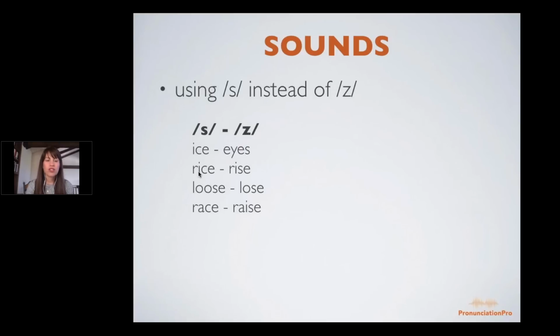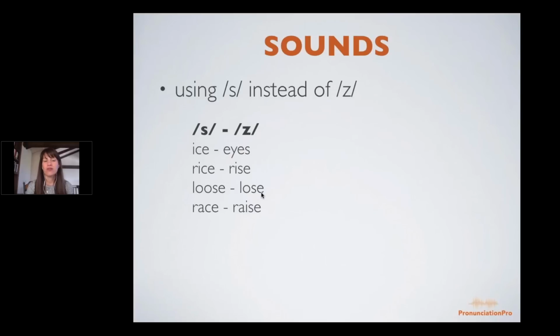So this one's a rice. Oh, that's an R. I thought that was an N. Oh, yeah. Rice. Rise. There you go. Rise. Good. Loose. Loose. Lose. So a little bit more voice on that second one. Lose. I'm going to lose the game if we don't step it up. Okay. Lose versus loose.